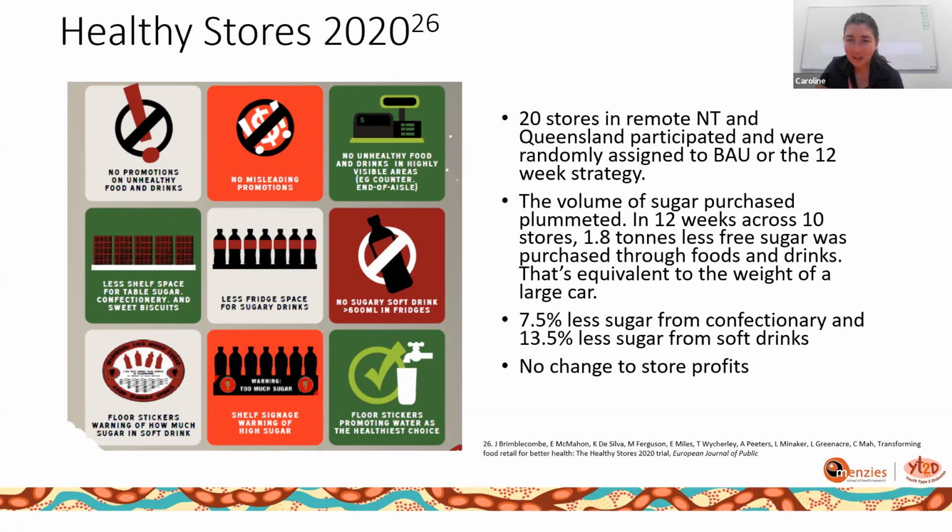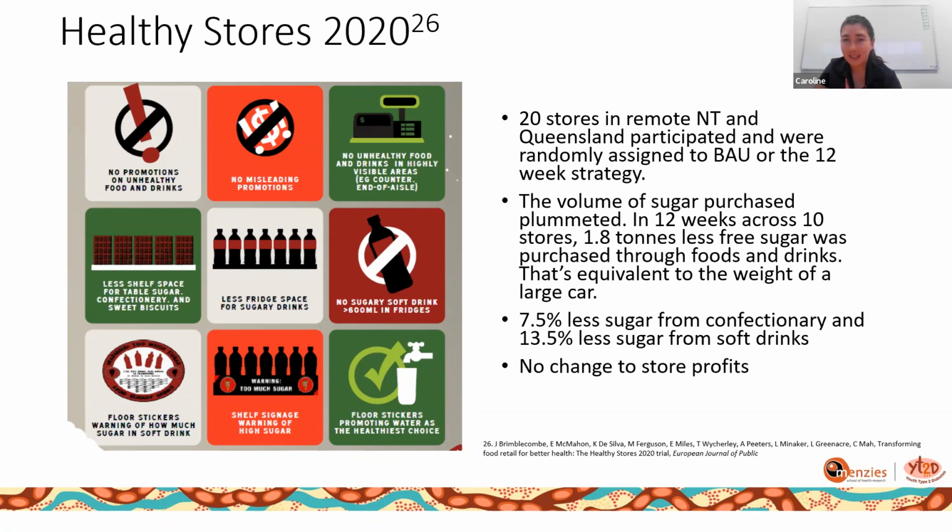In 12 weeks, across the 10 strategy stores, they found that 1.8 tonnes less sugar was purchased through foods and drinks. So that's the equivalent to the weight of a large car. There was 7.5% less sugar from confectionery and 13.5% less sugar from soft drinks.